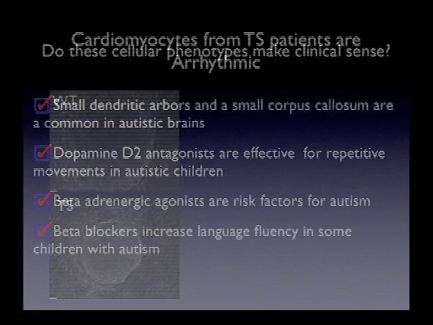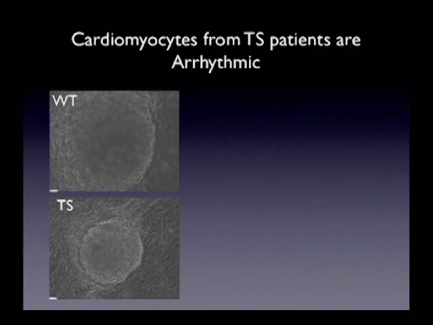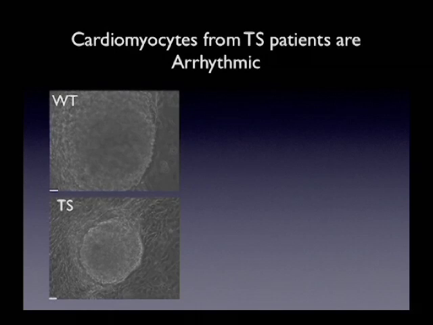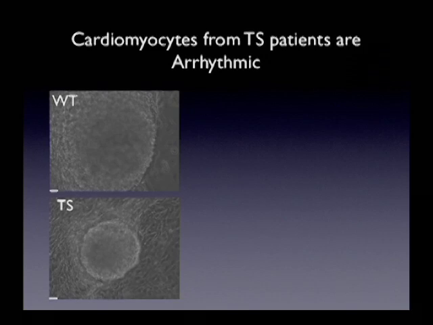If you make them from normal people, neurotypical individuals, and you look at the beating of these cardiomyocytes, they're perfectly designed to beat at 60 beats per minute, and you can see them beating beautifully, right? Now if you do this from TS patients, you can see a problem right away. They beat, but they beat really slowly, and they miss beats, right? I think you can quantify this kind of stuff, and you can see, for example, that in the Timothy patients, they often miss beats.